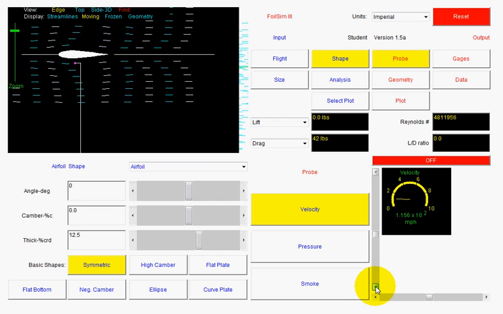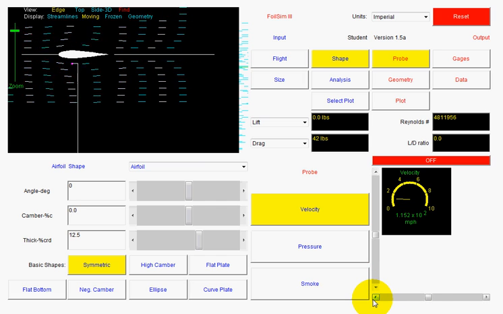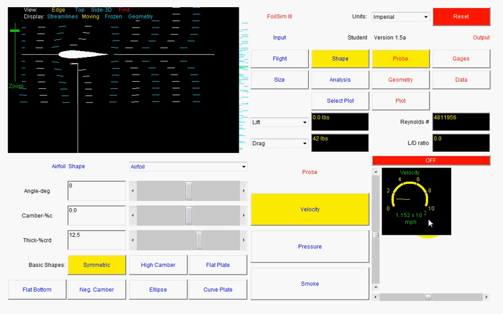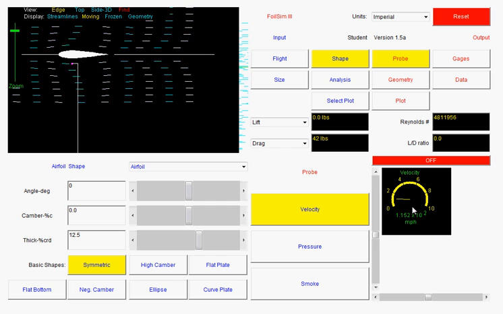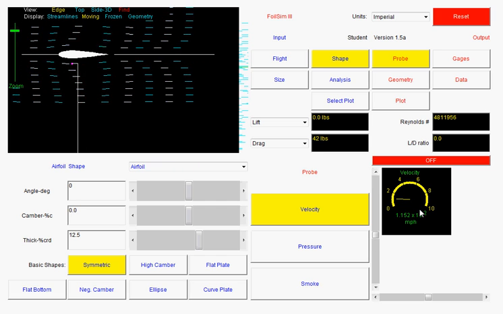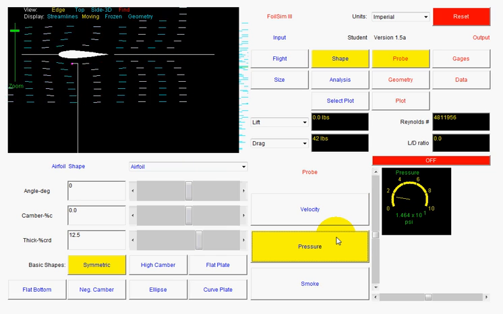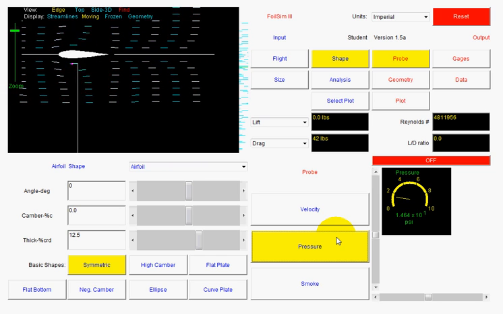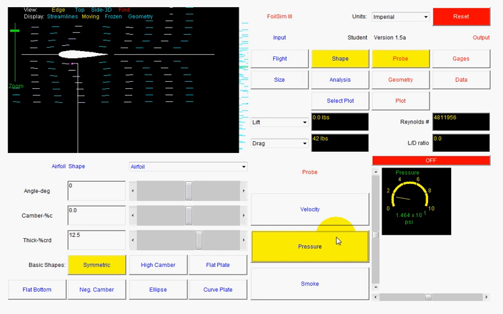This takes a few seconds. I'm on the first wind line, and I'm under the thickest portion of the airfoil. It's giving us a velocity of 1.152 times 10 to the second power miles per hour. That is the speed of the wind traveling underneath this airfoil. Next, it's asking us to write down the pressure. So all I have to do is select the pressure gauge. And now we have a pressure of 1.464 times 10 to the first power PSI. PSI is a unit of pressure standing for pounds per square inch.